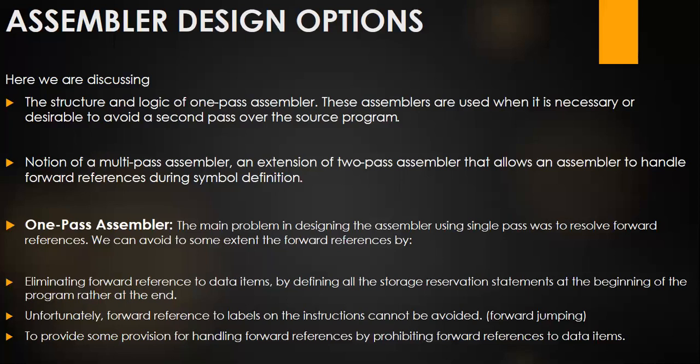So these are the two very important topics we'll be discussing in this assembler design option. One is the single-pass or one-pass assembler, and the second is the multi-pass assembler, or extended version of the two-pass assembler. We'll begin with the one-pass assembler. The main problem in designing the assembler using a single pass was to resolve forward references. We can avoid forward references to some extent.